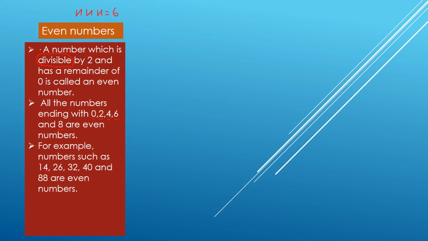For example, the ones place value. Look, the 4 is here. How is this number ending? With a 6. The 6 is here. If it ends with a 2, I know it's an even number. If it ends with a 0, I know it's an even number. If it ends with an 8, I know it's an even number.